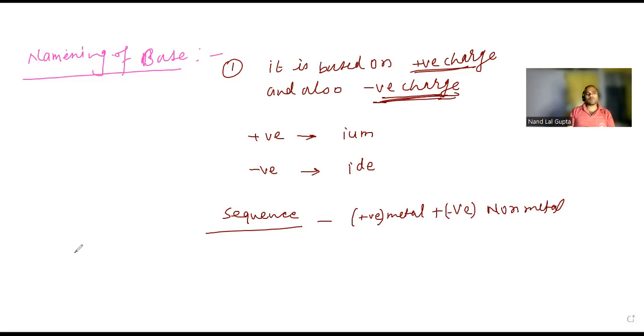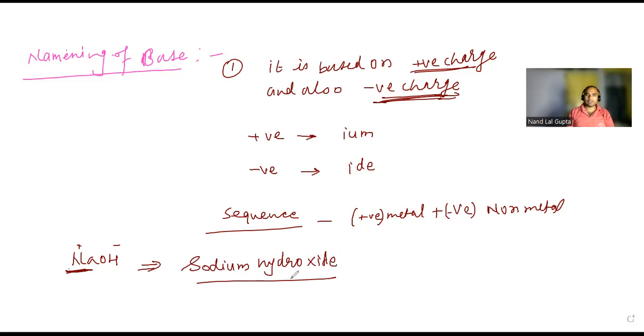Suppose NaOH. Metal is always positive, that you need to keep in mind. So it will be the positive charge sodium, and this is the negative charge. So sodium is there, and OH is named hydroxide. This is sodium hydroxide. Can you understand this? Sodium hydroxide.